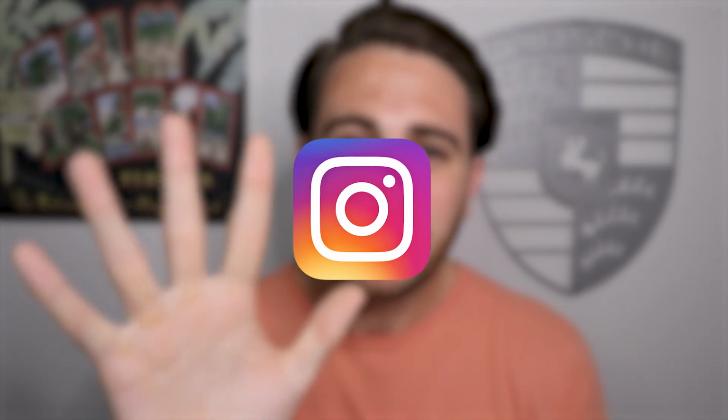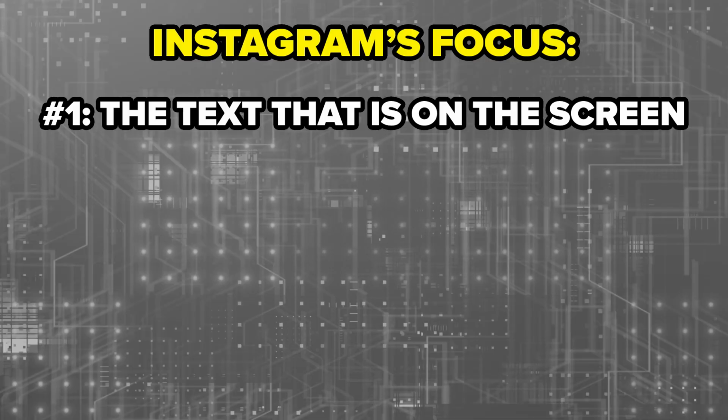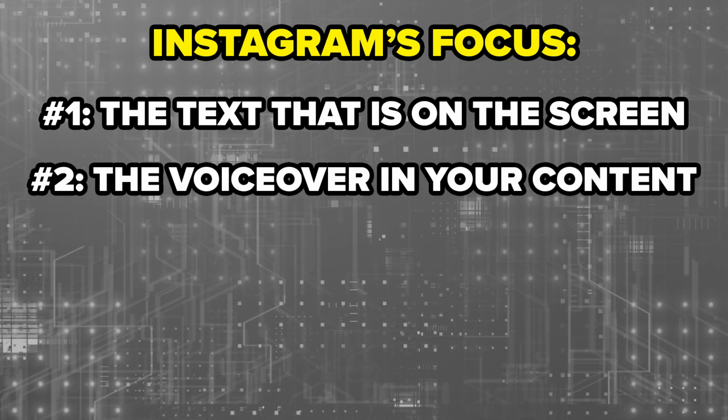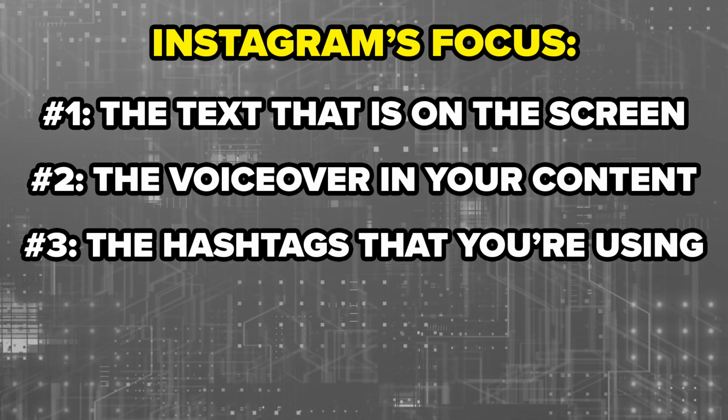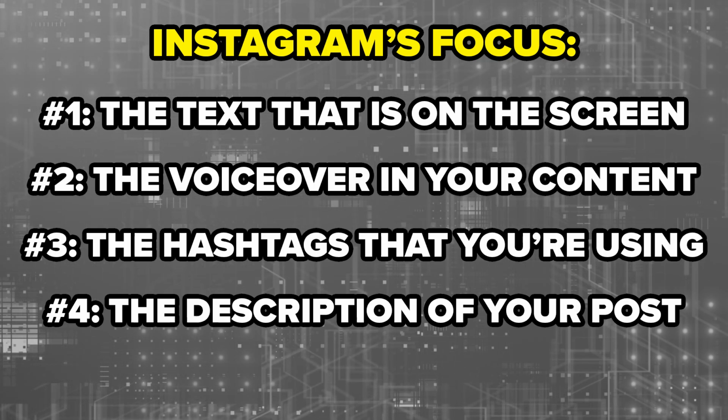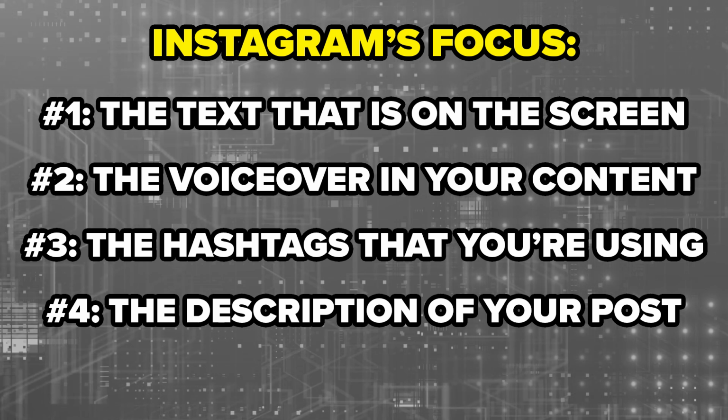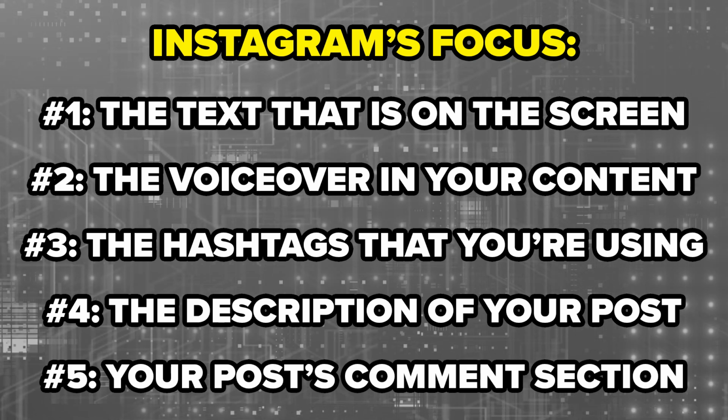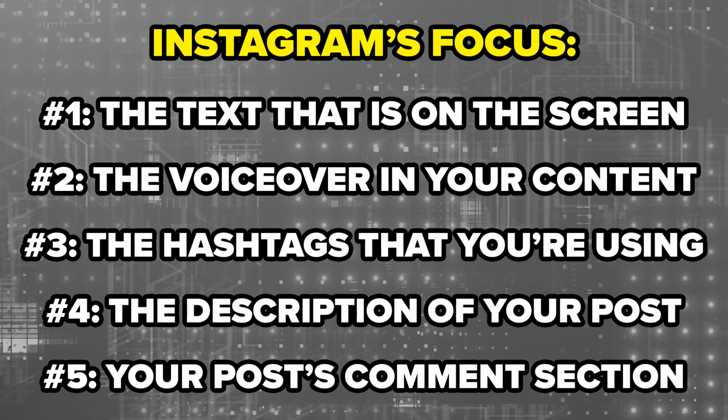So when it comes to your posts, Instagram is going to look at 5 different things when they try to determine who to show your content to. First, they're going to look at the text on the screen. Secondly, they're going to look at your voiceover. Third, they're going to look at your hashtags. Fourth, they're going to look at your description. And then finally, and this one's the most important, they're going to look at the words in the comment section of your post, because they've now started scanning comment sections to try to determine whether or not people's questions are getting answered or if the topic is actually relevant.